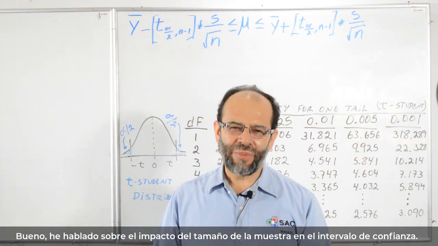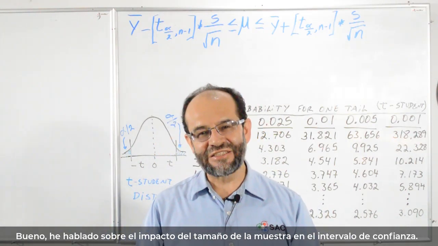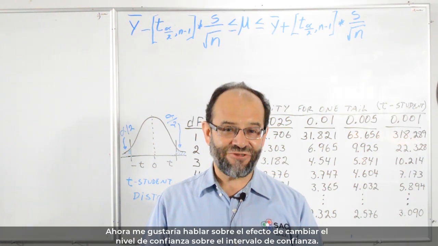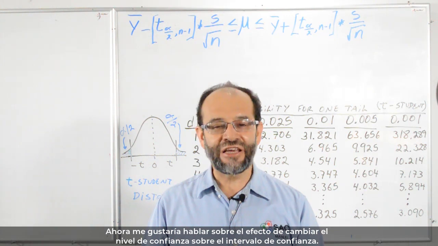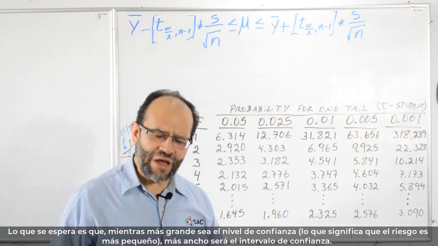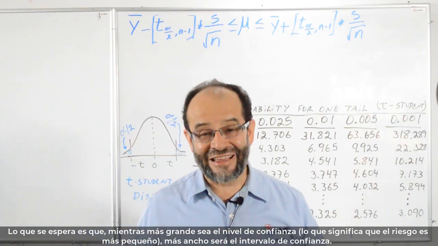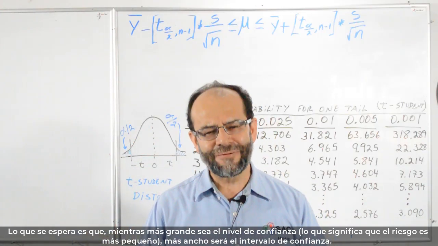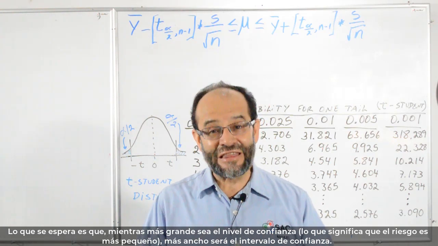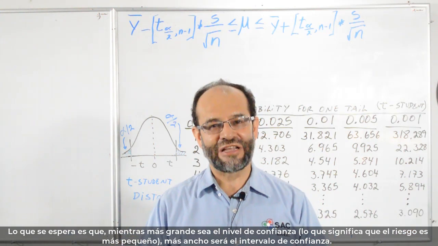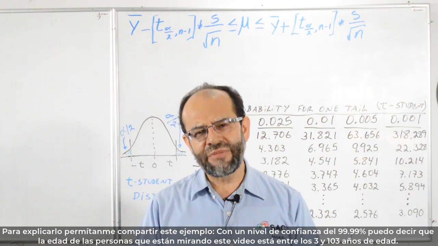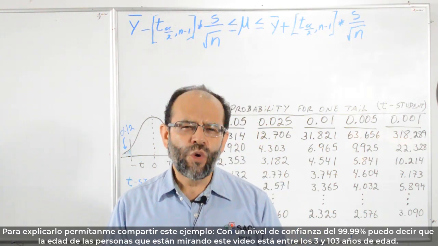Well, I have talked about the impact of sample size on the confidence interval. Now I would like to talk about the effect of changing the confidence level on the confidence interval. What is expected is that the greater the confidence level, which means the smaller the risk, then the wider the confidence interval should be. And the expectation is, well, let me share this example.